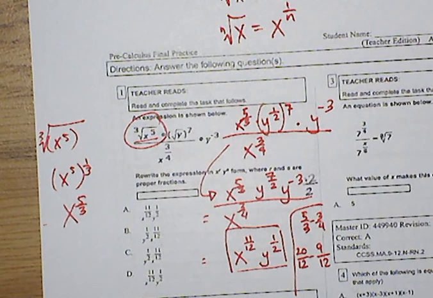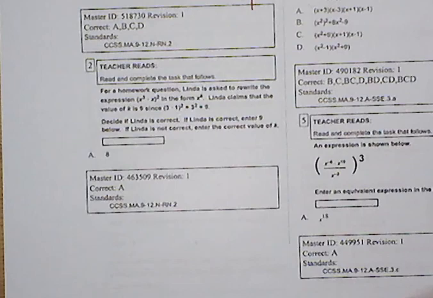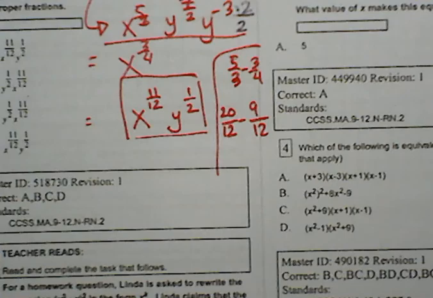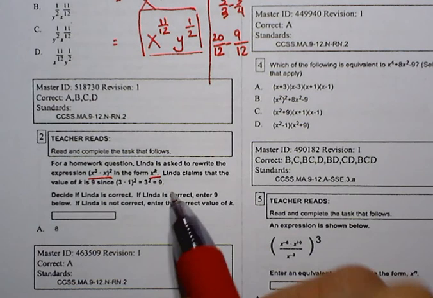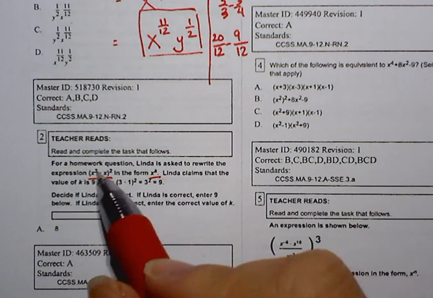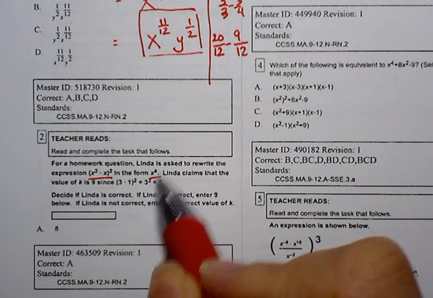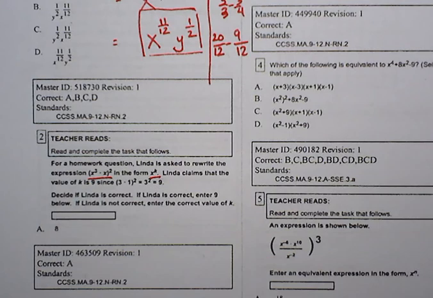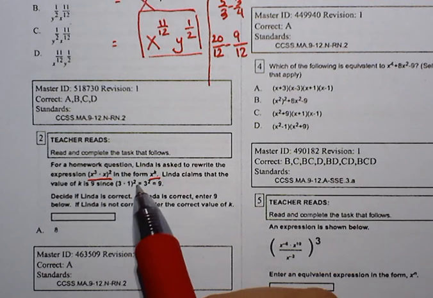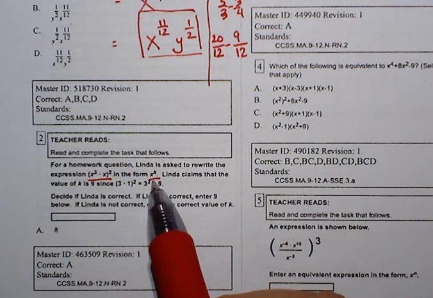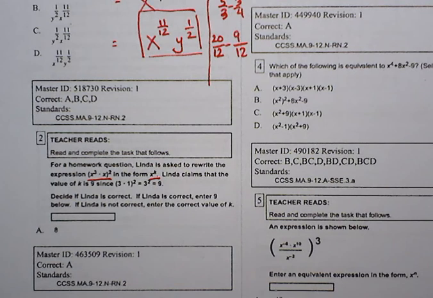Now we're going to do number 2. I wish I could zoom in a little bit. That's a little better. Okay, for a homework question, Linda's asked to rewrite the expression in the form x to the k. What does that mean, x to the k? Basically, you have to rewrite it, simplify it, so it's just 1 x to 1 exponent. So I have to simplify the exponents. Linda claims that the value of k is 9, since 3 times 1 times 2 to the 2nd power is 3 squared, which equals 9. Is she correct or no? What do you guys think? Is she correct? Let me rewrite it.